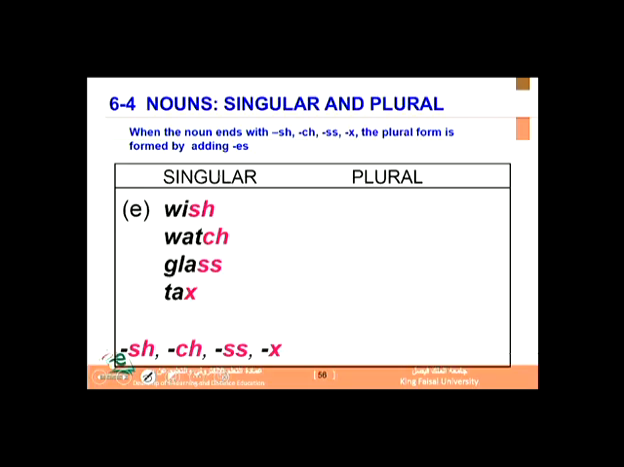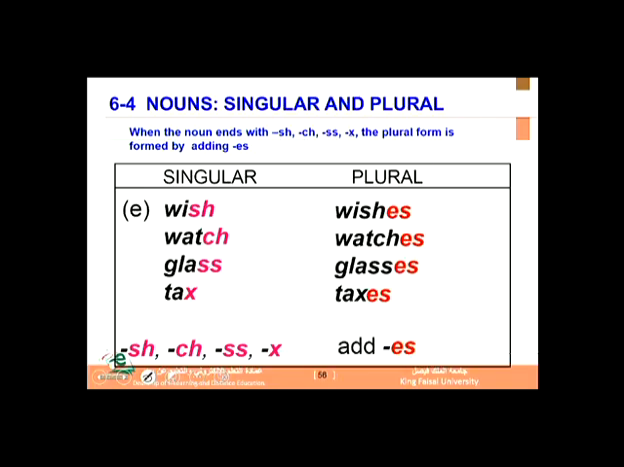So wish ends with SH, watch ends with CH, and we have glass ending with double S and tax with X. So these are the endings. To make plural, you basically add ES to the end of those nouns. So wish becomes wishes, watch, watches, glass, glasses, tax, taxes.